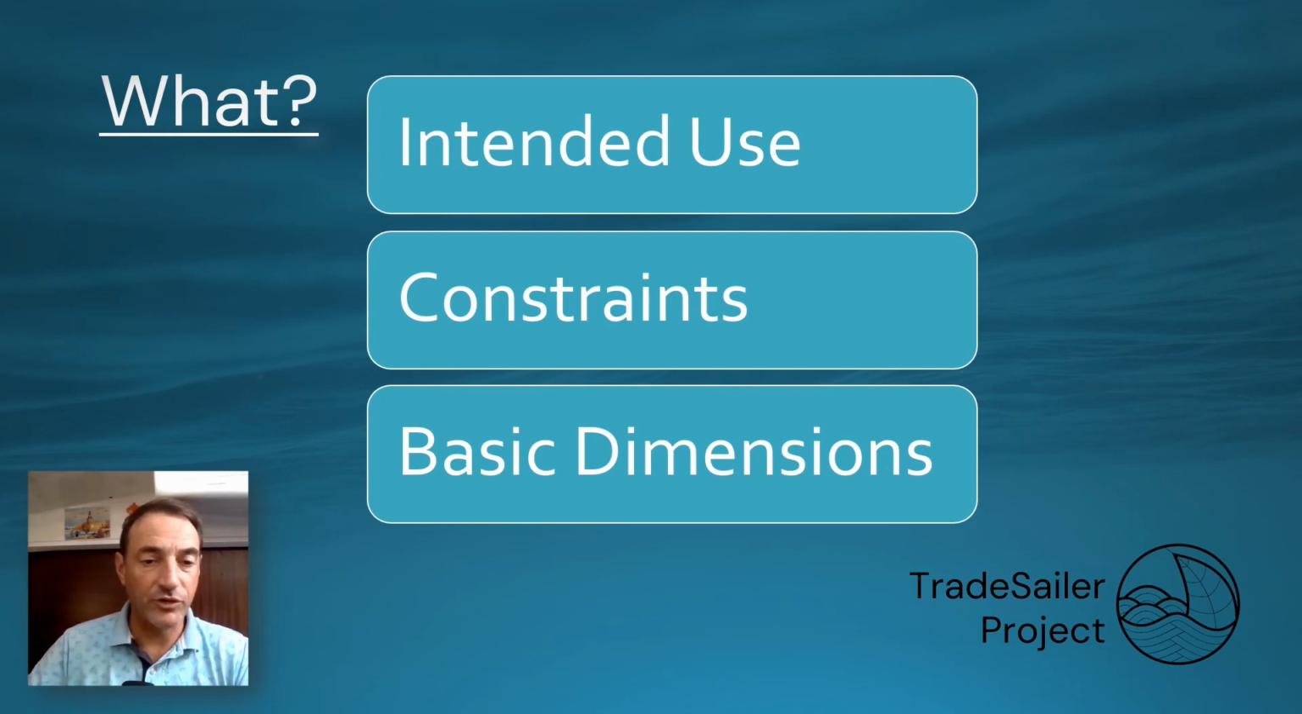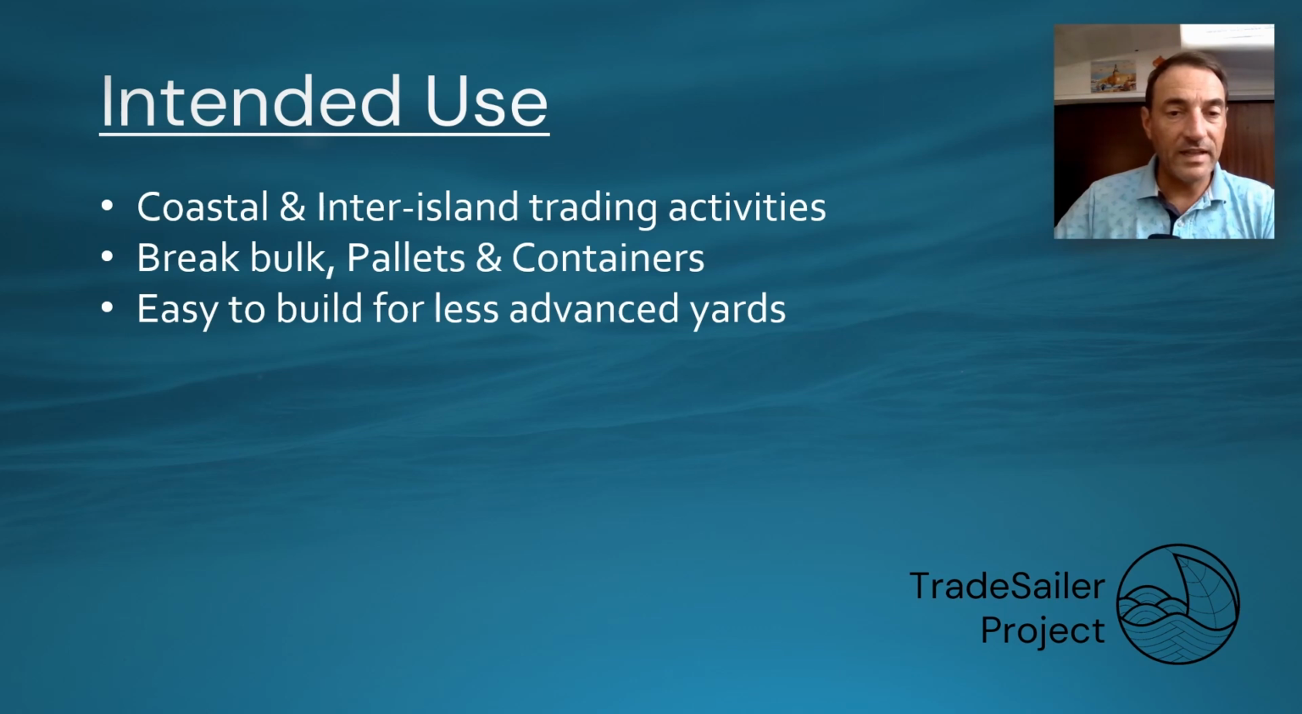So first, of course, it's very important to determine what the use is of the vessel. Is it going to hop along the coast? Are we going to cross oceans? We want to take frozen goods, containers, etc. The second one is constraints. Are there any restrictions on the vessel, lengthwise, beam-wise, height-wise, draft-wise, etc.? And the last one is the setting of the basic dimensions, and I'll show you which basic dimensions I've determined for the starting project. So what's the intended use?